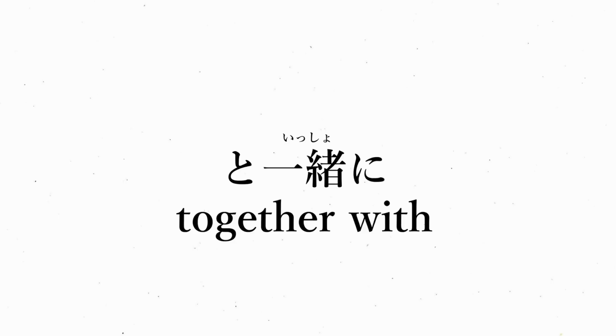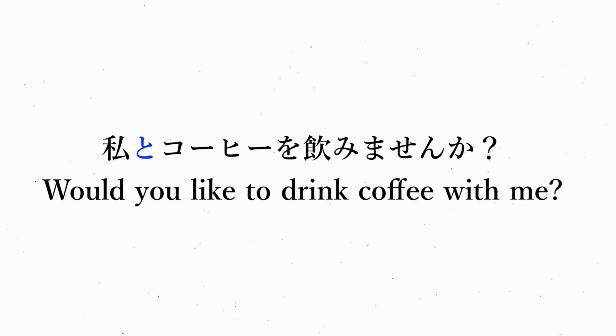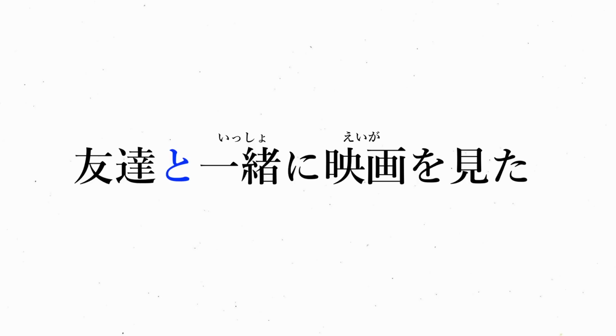To can be translated as with as well, sort of similar to the phrase と一緒に, which means together with. 私とコーヒーを飲みませんか? Would you like to drink coffee with me? 一緒に sort of emphasizes the togetherness of an action, like the two agents of the action are doing it together. This nuances the difference between with and together with. So if my friend and I saw a movie together, I would say 友達と一緒に映画を見た.